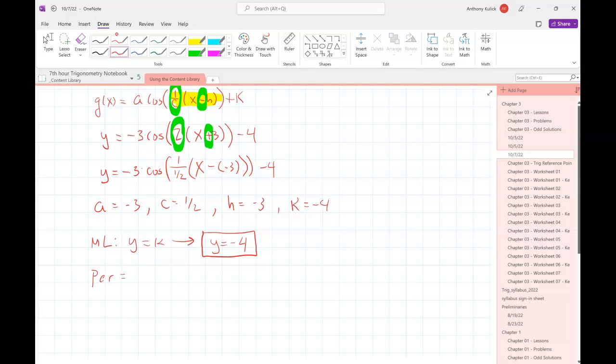The period we said is 2 pi times the absolute value of c. So what is my period going to be in this one? Two pi times 1/2 is? You don't need a calculator. Pi. Excellent.